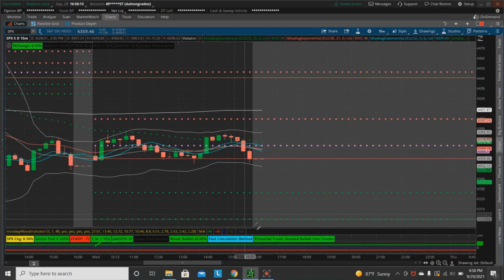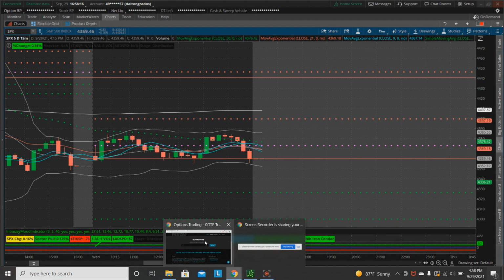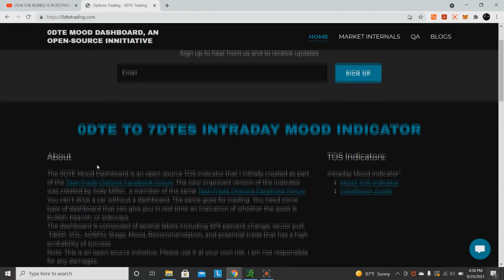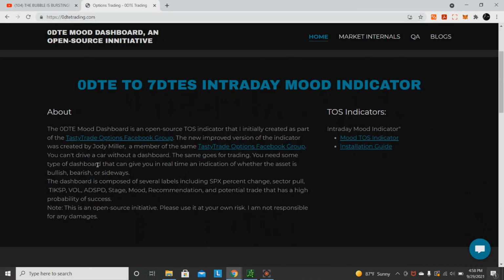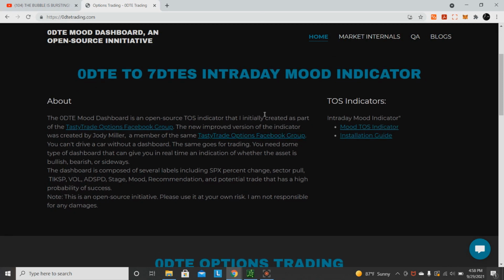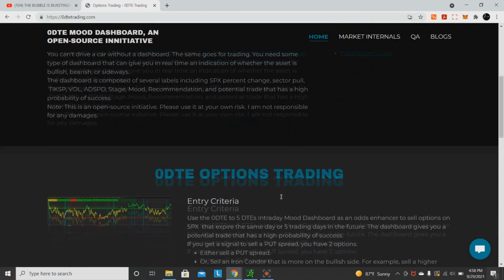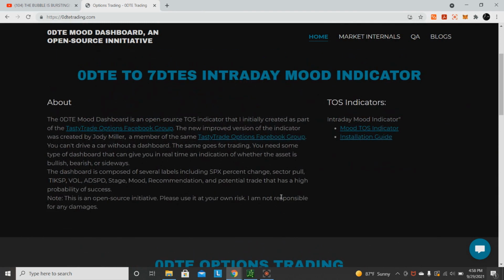Now, the mood indicator itself is an open source indicator in Thinkorswim, and this is the website. It's 0dtetrading.com. This is open source. It was made by a guy in our Tasty Trade Options Facebook group named Hassan Moussaid. I don't know if I'm pronouncing that right. And then a woman named Jody Miller actually came along and made some improvements to it. And so you can go to this website, and it's totally free. If you have Thinkorswim, you can go to the mood indicator right here, and it'll just give you the script study, and you can implement that into your Thinkorswim. It's a really great tool and is really helpful.